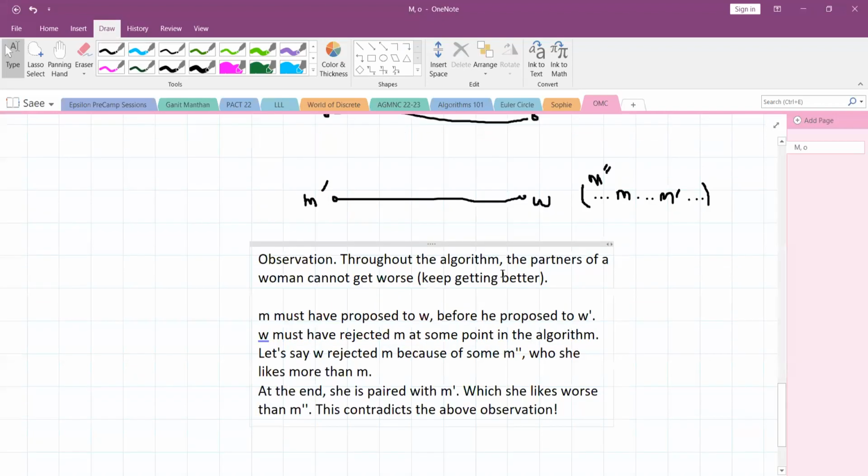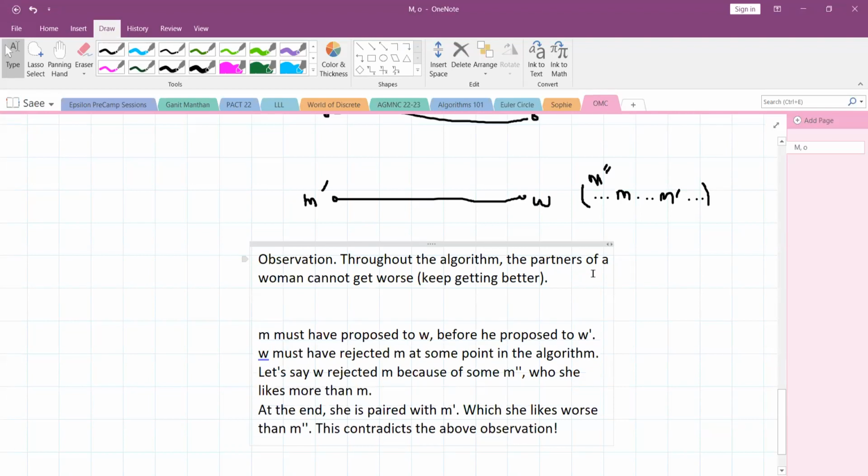Right. So over here we had an observation that throughout the algorithm, the partners of a woman cannot get worse. If anything, they only keep getting better. Similarly, what can we say about the partners of each man? They keep getting worse. Exactly. Awesome. Similarly, the partners of a man keep getting worse.